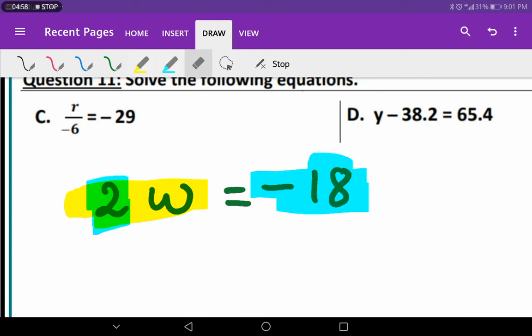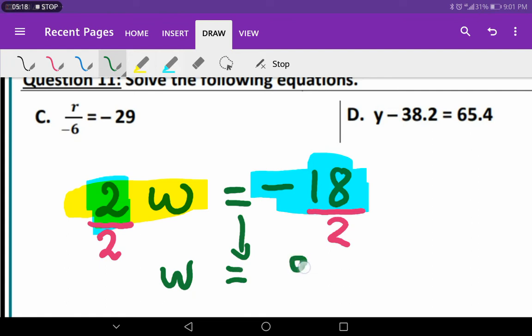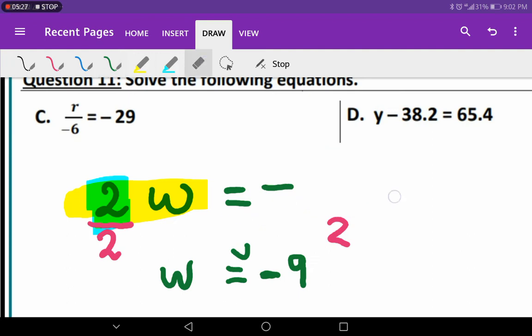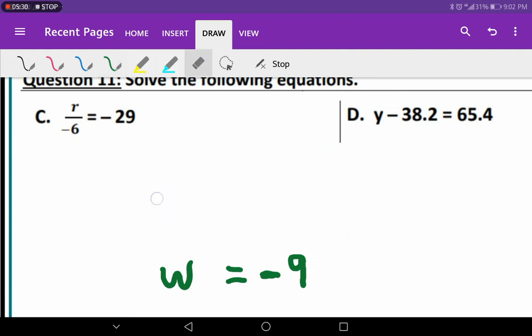Good. So how can I eliminate the coefficient? Directly, the coefficient is eliminated by dividing. So divide this side by 2 and this side by 2. So the w coming down alone and happy. And I drop the equal and find out 18 divided by 2 equal 9. And because I have one negative, the answer must be negative. So the answer here is negative 9. Okay, my dear student?